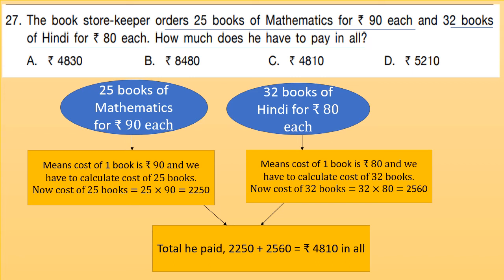Now 32 books of Hindi for rupees 80 each means cost of one book is rupees 80 and we have to calculate cost of 32 books. Now cost of 32 books is equal to 32 into 80, which is equal to 2560. Now total he paid 2250 plus 2560 is equal to rupees 4810 in all.